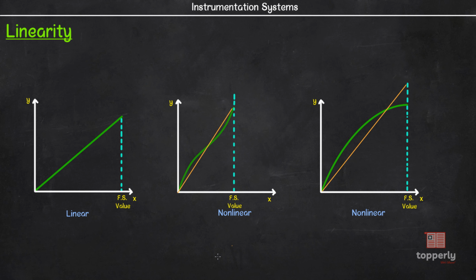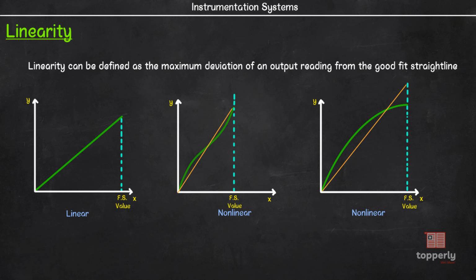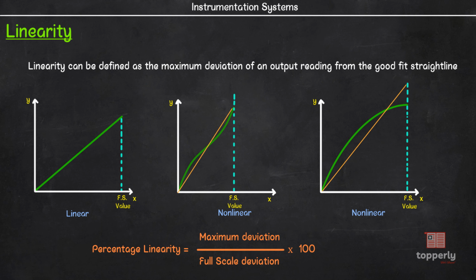So, in the measurement sense, linearity can be defined as the maximum deviation of output reading from the good fit straight line. This deviation from straight line may be expressed by a term percentage linearity. Percentage linearity can be defined as maximum deviation by full scale deviation into 100. This percentage linearity can be expressed in terms of maximum deviation of input value or maximum deviation of output value. In either case, the percentage linearity is the same.